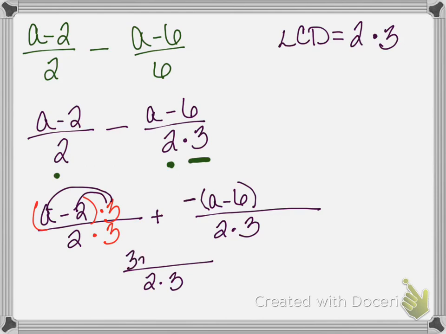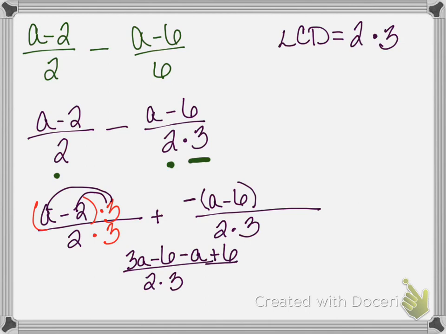So I have 3a minus 6 minus a plus 6. Okay? That minus sign. So I took this minus sign right here and I moved it to the numerator. I have to distribute that. So that's how I get my minus a plus 6, because it's a negative times a negative. So sometimes that distribution right here is where students get confused.